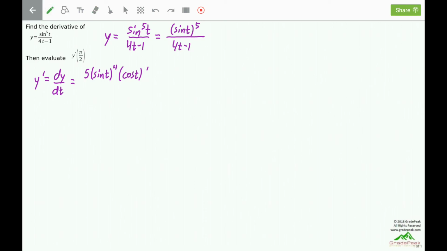Derivative of the numerator times the denominator left alone, so 4t minus 1 left alone, minus the numerator left alone times the derivative of the denominator, which is a 4. The entire thing over the denominator squared, so 4t minus 1 quantity squared.